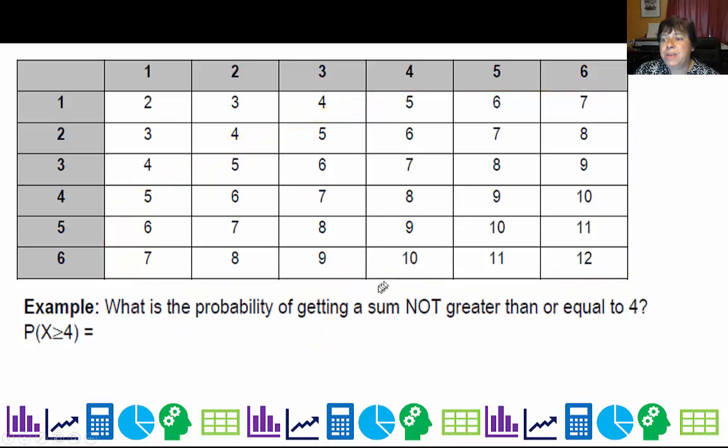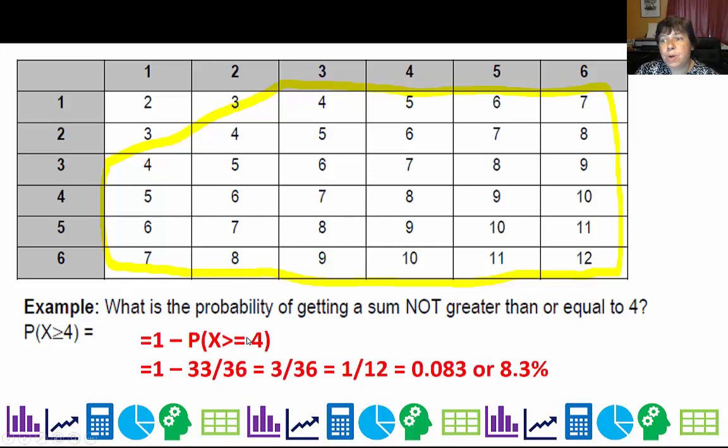What is the probability of getting a sum not greater than or equal to 4? So here I have the equals, that's the twist. So now I'm including the 4 in the original outcome of A, and not A would be these 3 outcomes right here. So it's 1 minus the probability of getting the greater than or equal to 4, which is 33 out of 36, or 3 out of 36, which is pretty much the 3 right there, and which is 1/12 or about 8.3%.